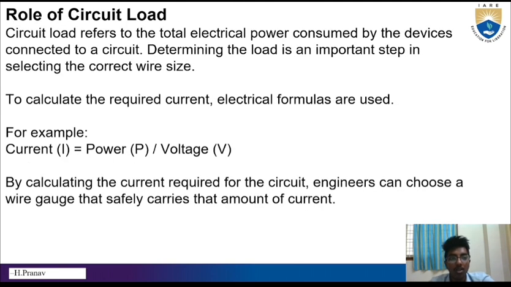So, what is the role of circuit load in this? Circuit load refers to the total electrical power consumed by devices connected to the circuit. Determining the load is an important step in selecting the correct wire size. To calculate the required current, electrical formulas are used. For example, current I equals power P divided by voltage V. By calculating the current required for the circuit, engineers can choose a wire gauge that safely carries that amount of current.